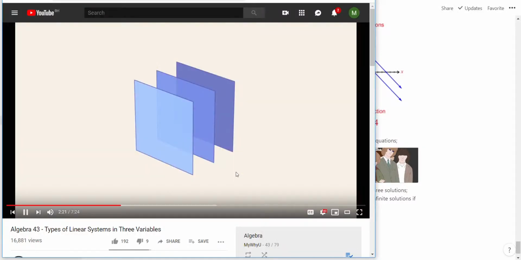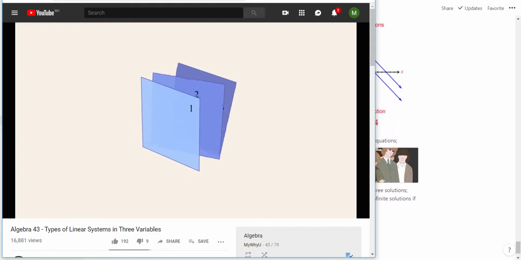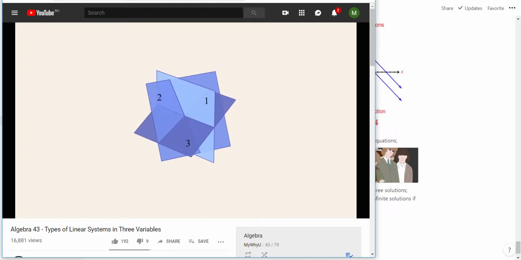Let's consider all the possible ways in which three planes can intersect or not intersect. We will number these planes 1, 2, and 3. One possibility is that no two planes in the system are parallel, and all three planes intersect at only one point. In this case, the system will have one unique solution.